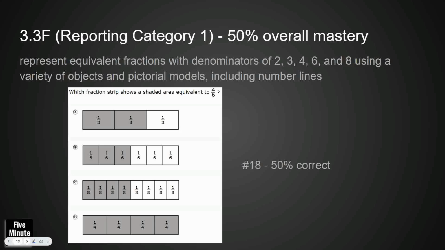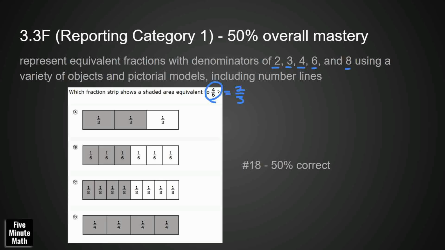We've got 3.3F next. We had 50% of our students get this right. We are representing equivalent fractions, and in third grade, our denominators are limited to 2, 3, 4, 6, and 8. So there's a limited number of equivalent fractions that we can have. So 4/6 is one of them, and 4/6 can only equal, in this case, 2/3. Now, how do we get 2/3 from here?